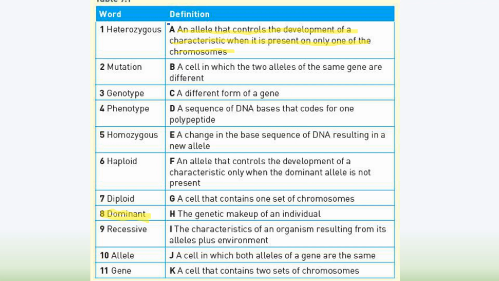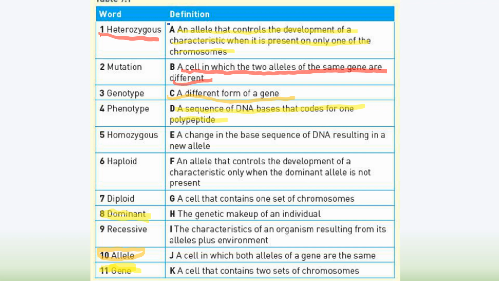Next term, a cell in which the two alleles of the same gene are different, so you've got a cell with the genes and they have two different alleles, so that is heterozygous. Next one, a different form of a gene, so that is the term allele. Next one, a sequence of DNA that codes for one polypeptide, that is a gene. That can also code for a functional RNA.